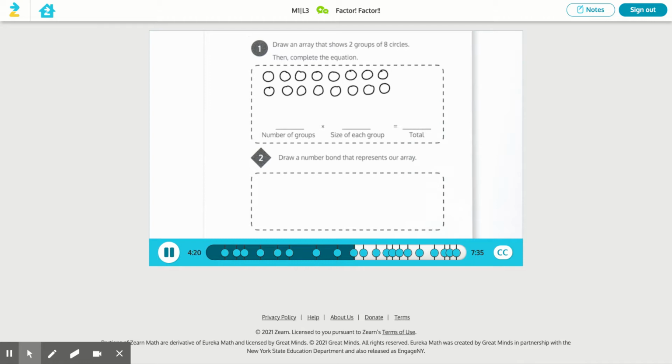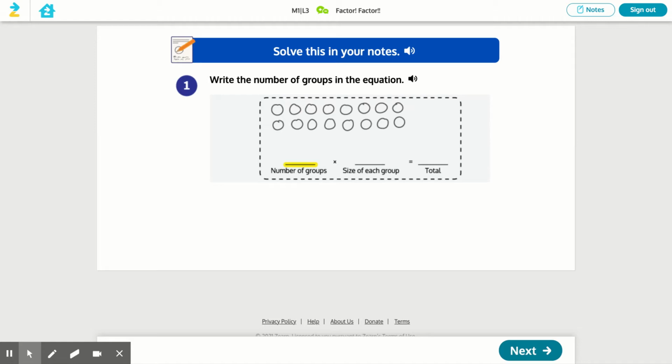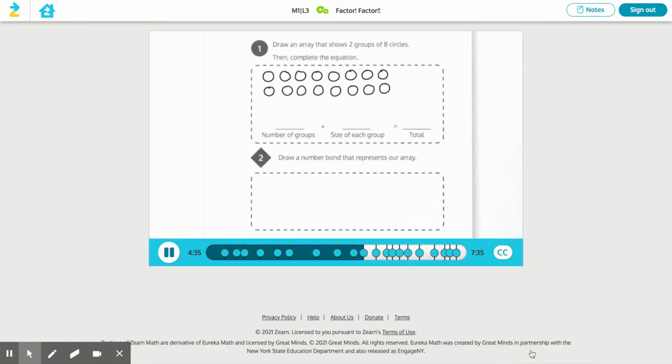Now let's look at our equation. The first factor is the number of groups. We can find the number of groups by looking at the number of rows in the array. Write the number of groups in the equation here. All right, so in your math journal, please write the number of groups. That is our first factor, the number of groups. Remember, the number of groups is the exact same as the number of rows that we have in our array. Write that in your notes. There are 2 groups, so 2 is the first factor in our equation.